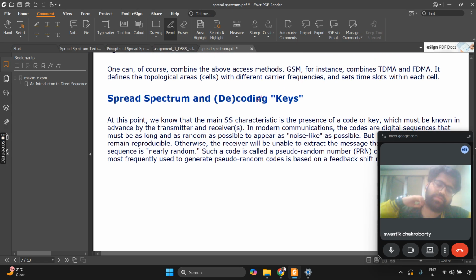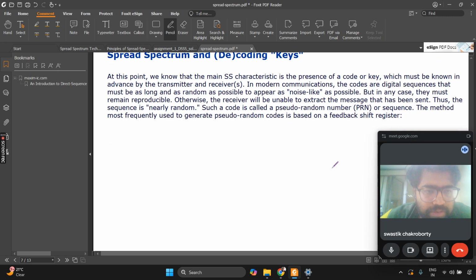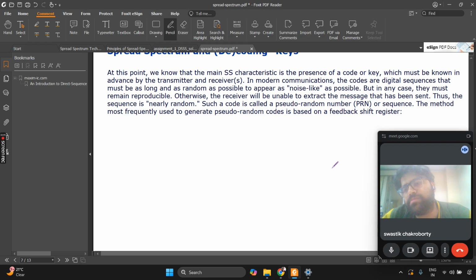The next part of spread spectrum is the generation of the key. At this point, we know that the main spread spectrum characteristic is the presence of a code or key, which must be known in advance by the transmitter and receiver. In modern communication, the codes are digital sequences that must be as long and random as possible to appear as noise-like as possible. But in any case, they must remain reproducible.